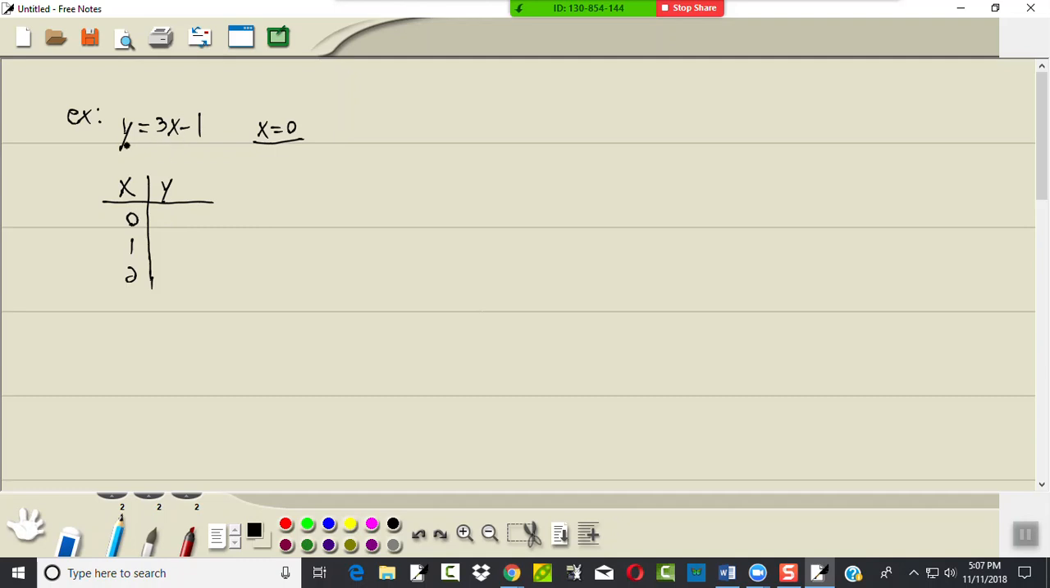I'm going to plug that in to my original equation here. So y is equal to 3x minus 1. So I got 3 times 0 minus 1. 3 times 0 drops away, and 0 minus 1 gives us negative 1. I'm going to then plug in 1. So I'm going to go back to y equals 3x minus 1 again. I'll plug in 1. 3 times 1 is 3, minus 1 is 2.